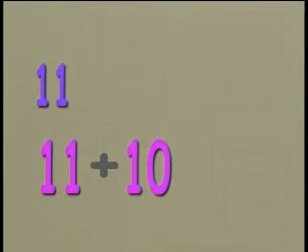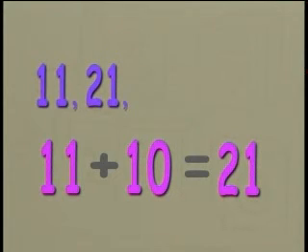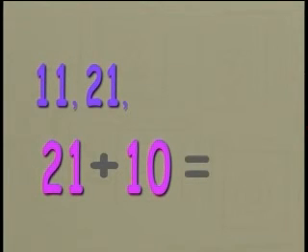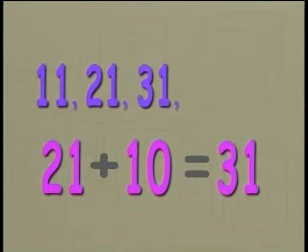Count on in tens and write all the numbers from 11 to 91. Counting on in tens will mean that the number after 11 will be bigger by 10. That will be 11 plus 10, which is 21. The next number will be 10 more than 21, which is 31. And after 31 will be 41, 51, 61, 71, 81, and finally 91.